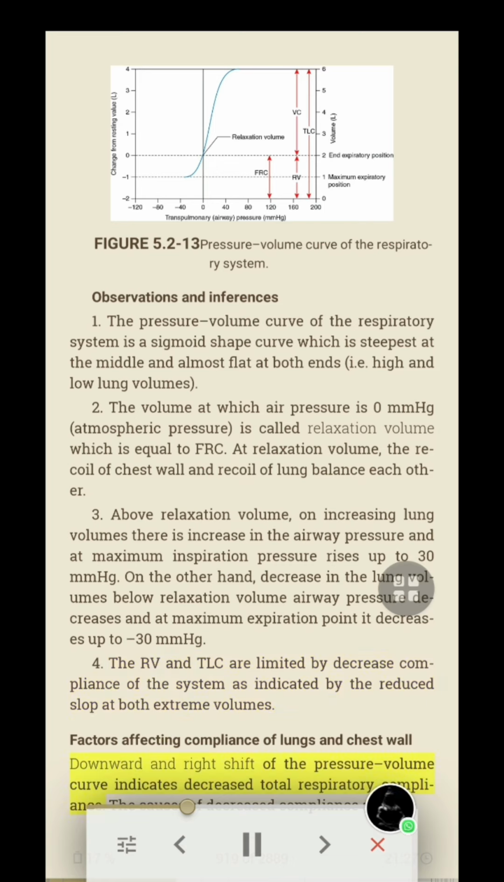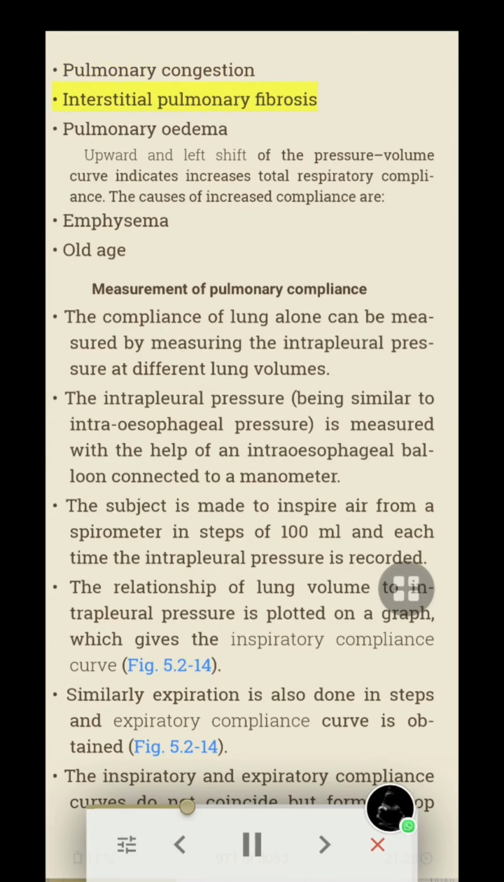Downward and right shift of the pressure-volume curve indicates decreased total respiratory compliance. The causes of decreased compliance are pulmonary congestion, interstitial pulmonary fibrosis, pulmonary edema.